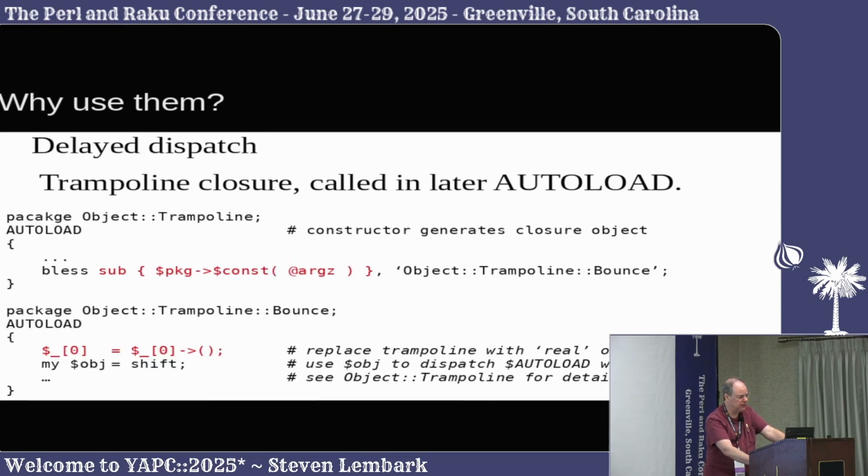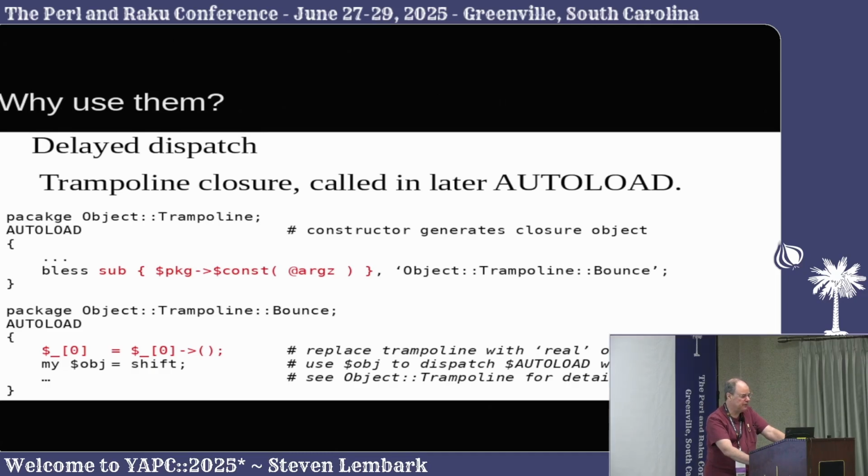Another thing is delayed dispatch, if anyone's seen my stuff before on Object Trampoline. I can bless a subroutine into Object Trampoline bounce. What this will do is replace the trampoline object with the thing that you would have wanted constructed only when you call a method on it. Because Object Trampoline bounce has no methods except for the autoload. Anything you call on that trampoline is going to start by replacing the first item on the stack with the result of executing your constructor, which replaces the calling context's view of the object. Because remember, it's passed by reference on the stack.